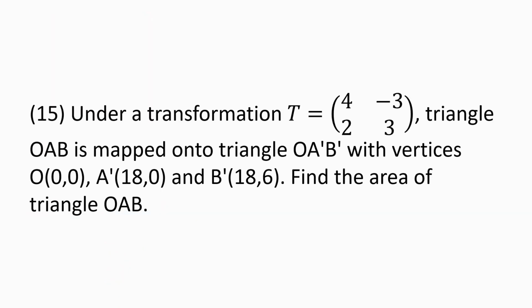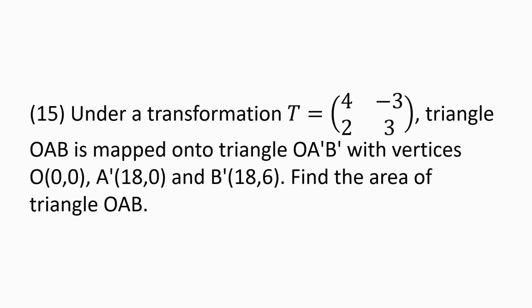Question 15. Under transformation T equals 4, negative 3, 2, 3, triangle OAB is mapped onto triangle OA prime B prime with vertices O 0, 0, A prime 18, 0, and B prime 18, 6. Find the area of triangle OAB.